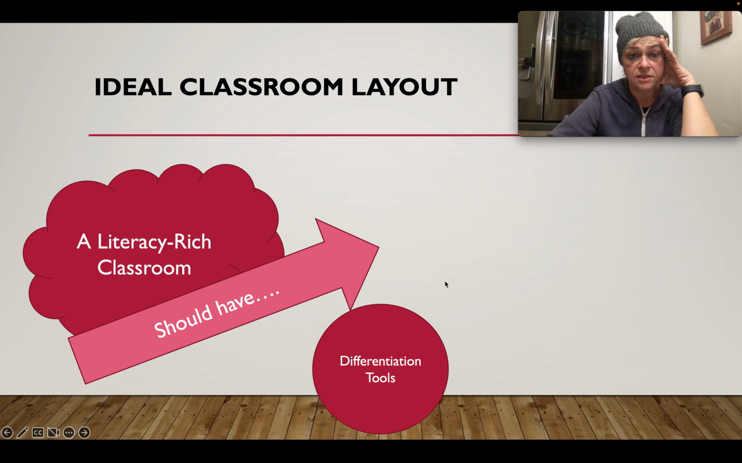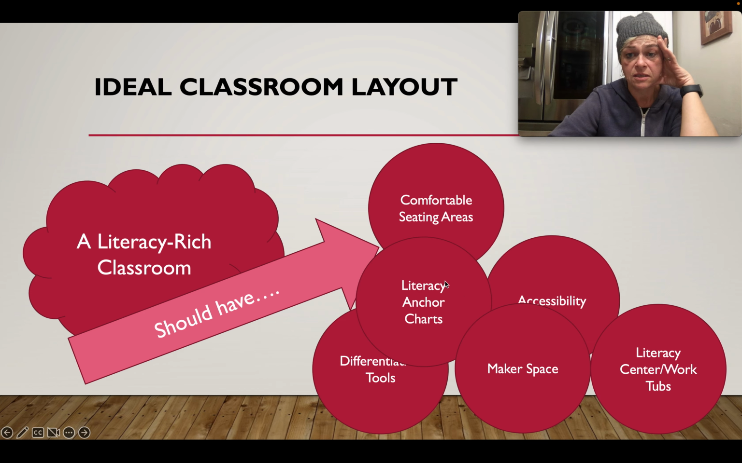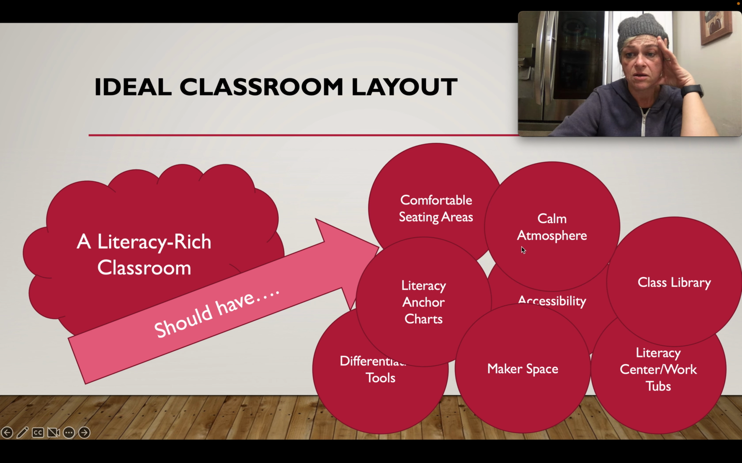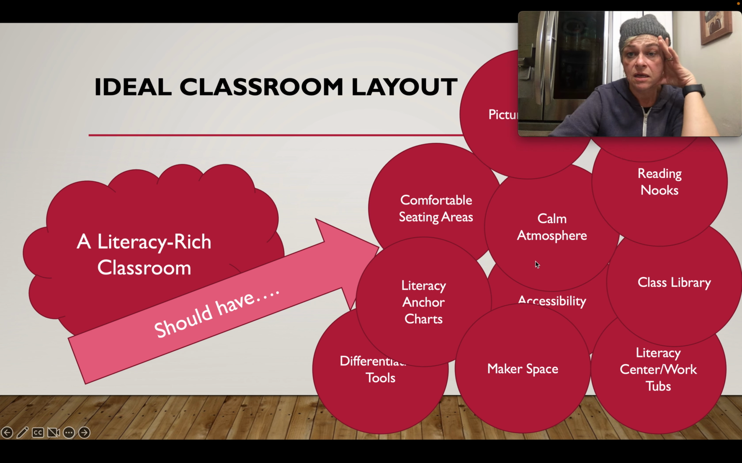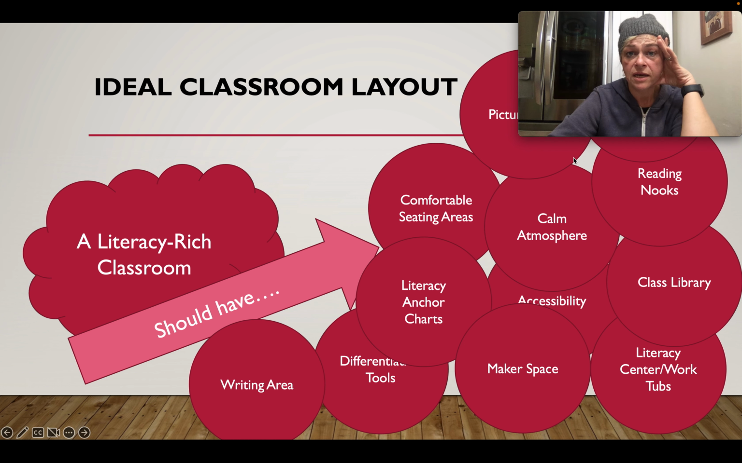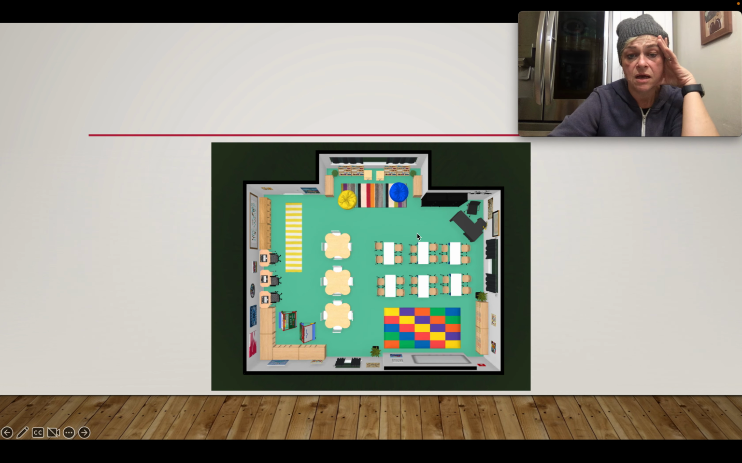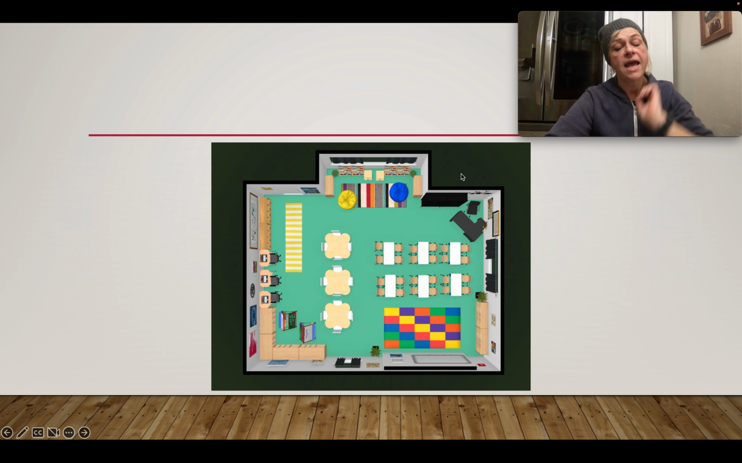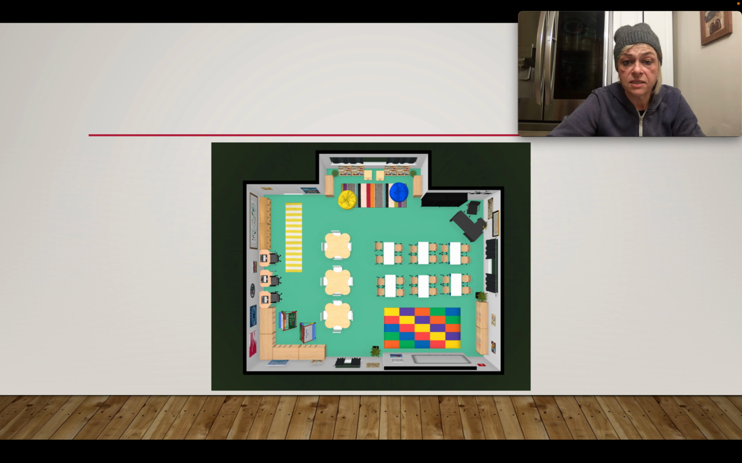And I'm going to go through these quickly. They're just things a classroom should have. Makerspace, literacy centers and tubs, class library, have a calm atmosphere, comfortable seating, dramatic play area, reading nooks, writing area. There's many things. I created this classroom a couple of years ago for another class that Robin was teaching, and I have used it with little or no change ever since, because it quite literally contains everything that I want in my room.